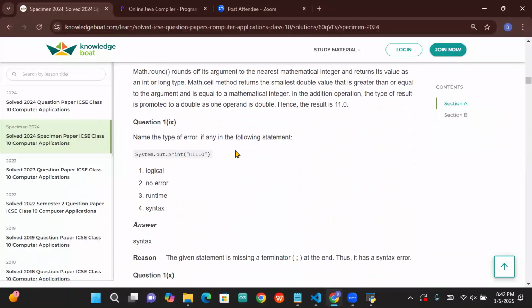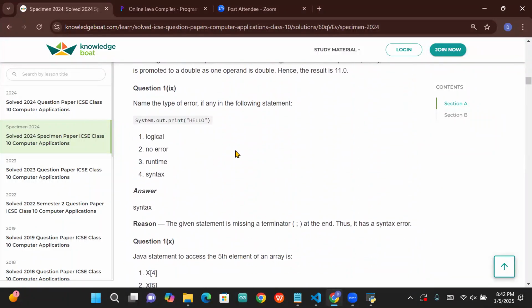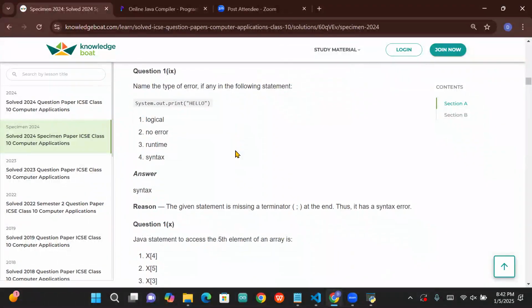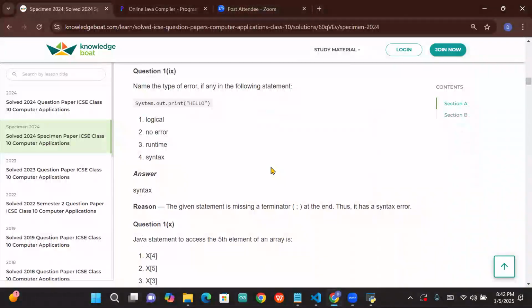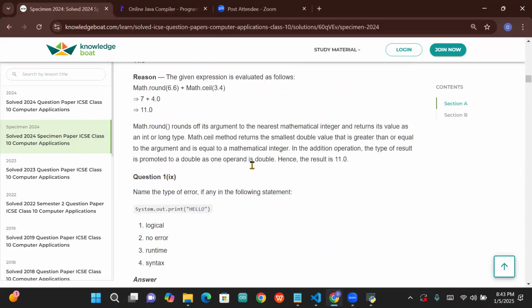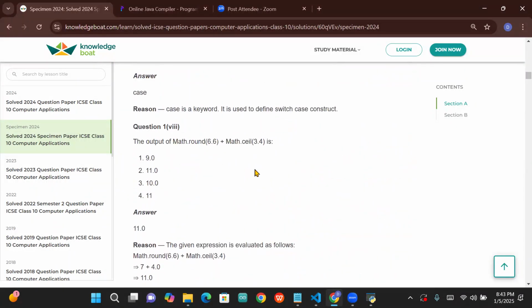Sir, I have a doubt. Sir, can you tell me the sum of round and ceiling, taking negative values? Okay, I missed that thing. Let me tell you about floor and ceiling.